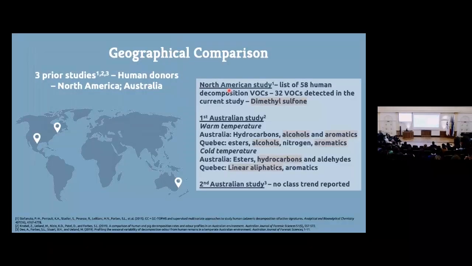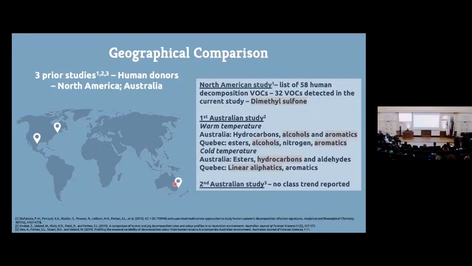Comparing these to prior studies: prior to the current study conducted in Canada, there have been 3 previous studies conducted on human donors decomposing in an outdoor environment. One of which was actually conducted in Texas by the organizers of this workshop. And they reported a list of 58 VOCs in human decomposition. And we detected 32 of those VOCs in our study, of which dimethyl sulfone was one compound that we reported as prominent, as well as being among the list of 58 VOCs in the prior study.